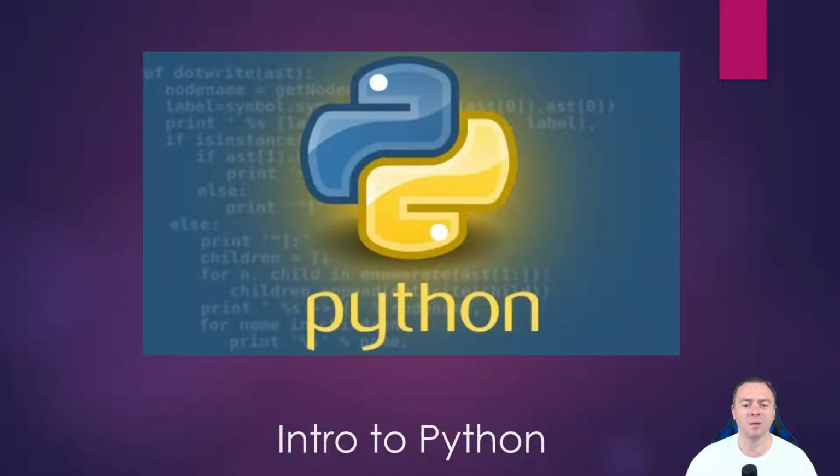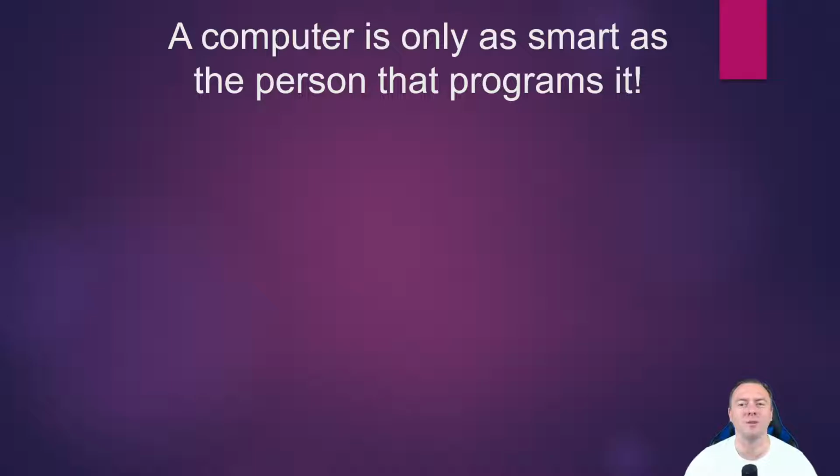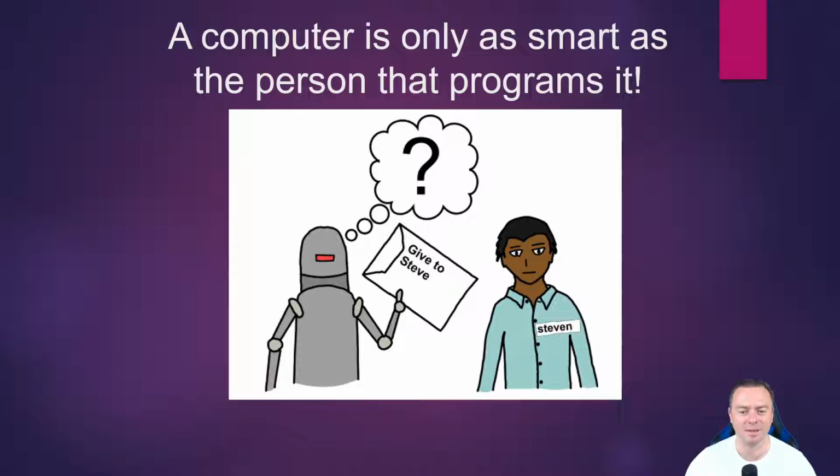Okay, so to begin with, what I have is a little statement here. A computer is only as smart as the person that programs it. Looking at this image, the robot or the computer is sitting there and it has a clear instruction to give to Steve, and Steve's standing in front of him. But because there's another N on the end, it doesn't understand and gets confused.